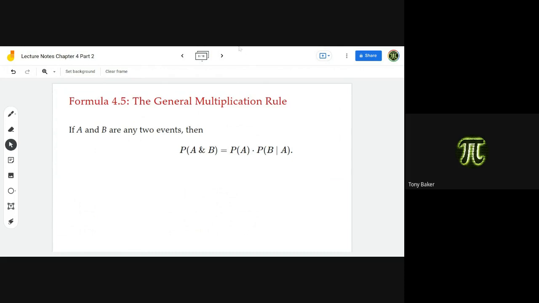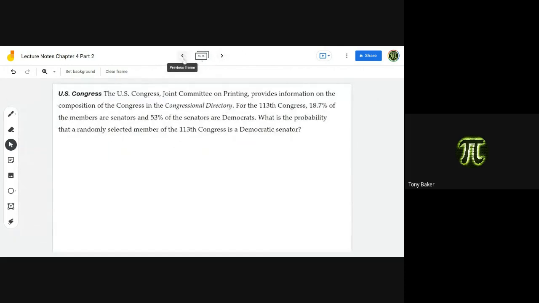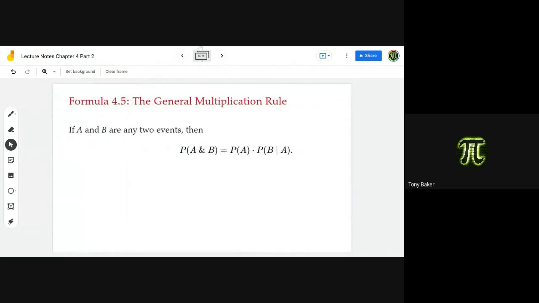Let's see which example did I use next. Yeah. I didn't use all the examples. I wanted to make sure I picked the right ones.